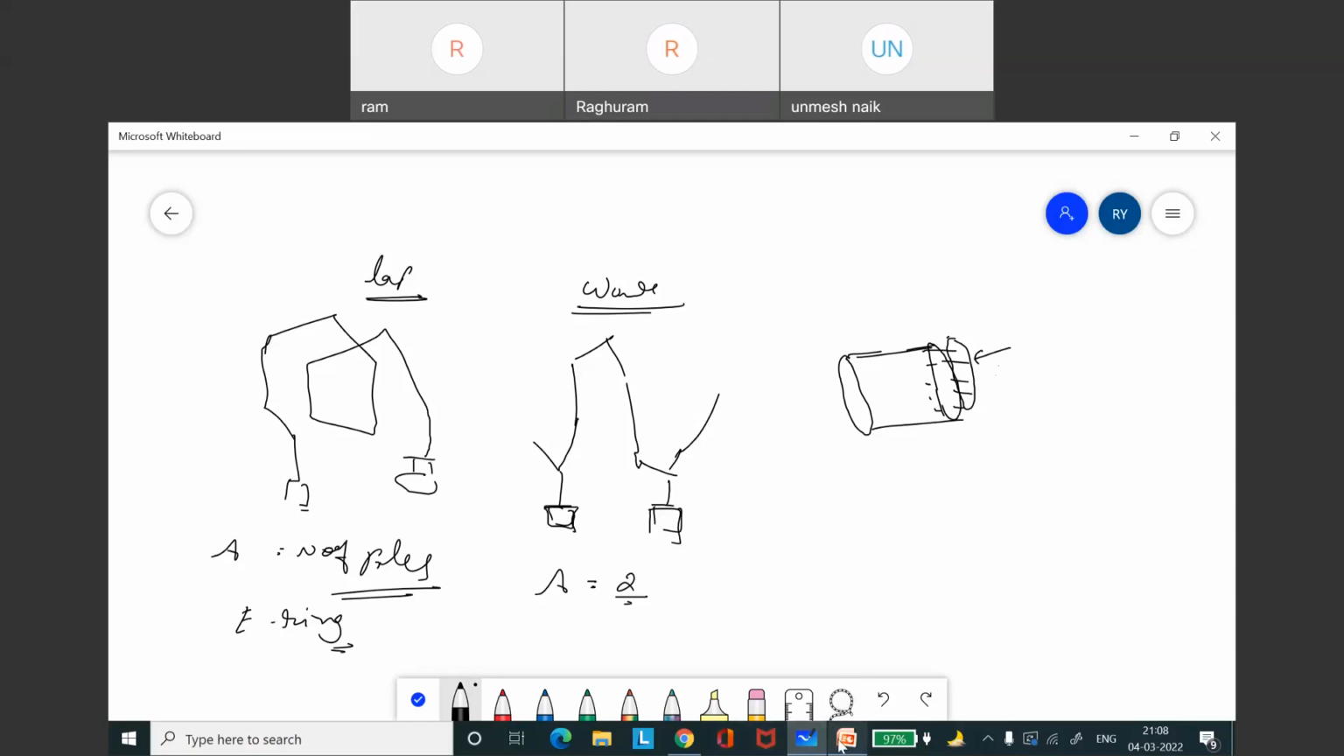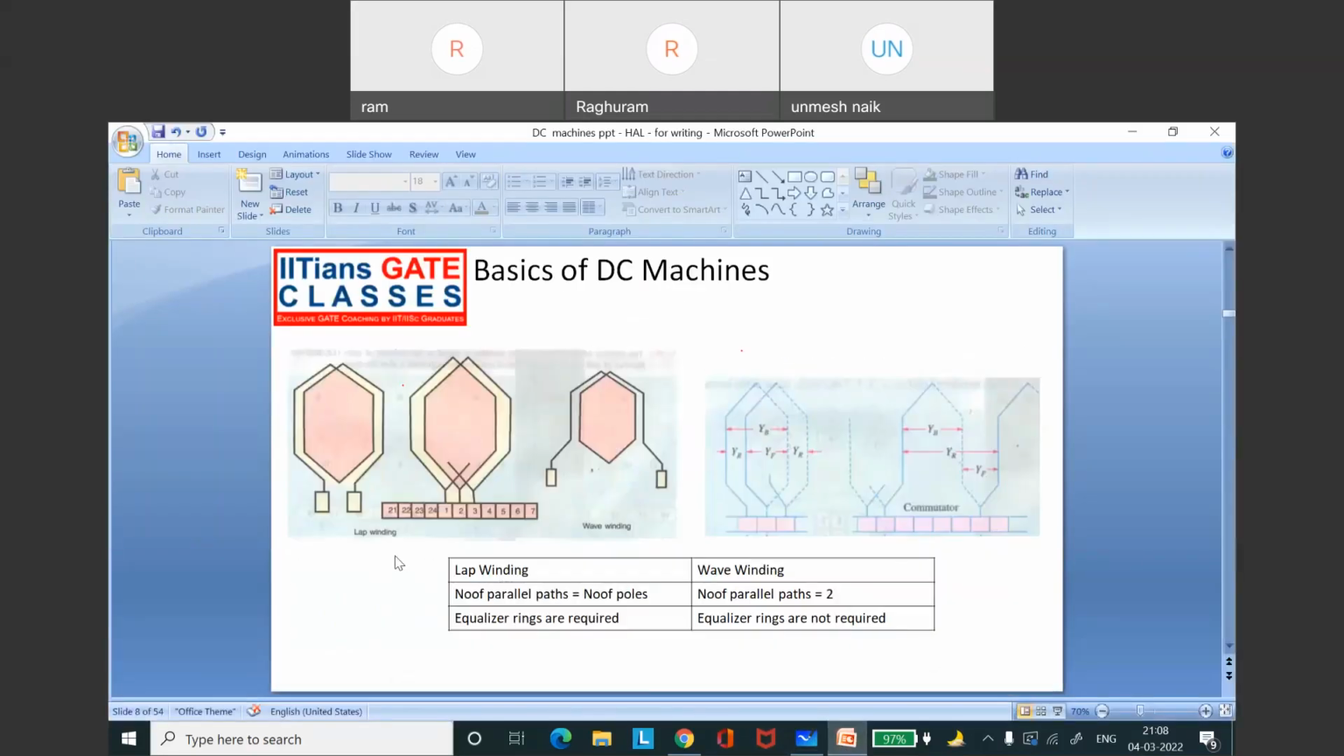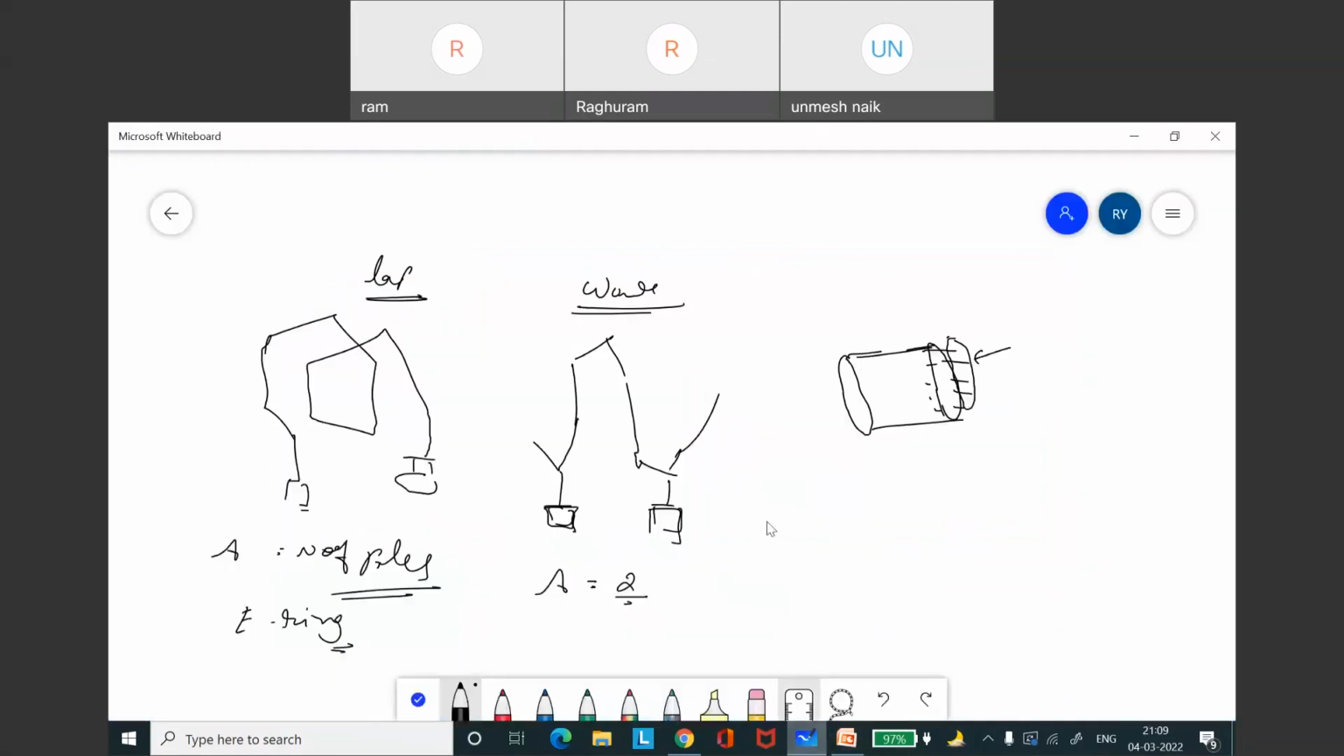I'll show you. See here, this is the lap winding. In case of wave winding, it is in the shape of a wave. Unmesh, clear? Sir, where is the parallel path you're talking about? Yeah, parallel path. Okay, let me draw.